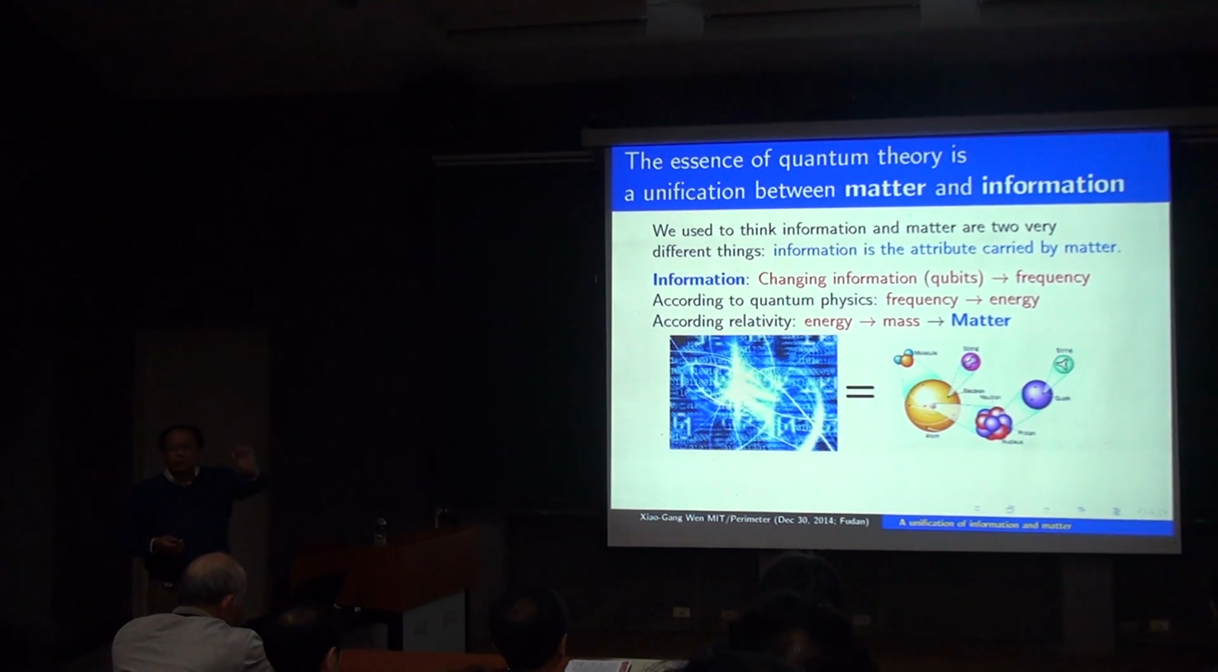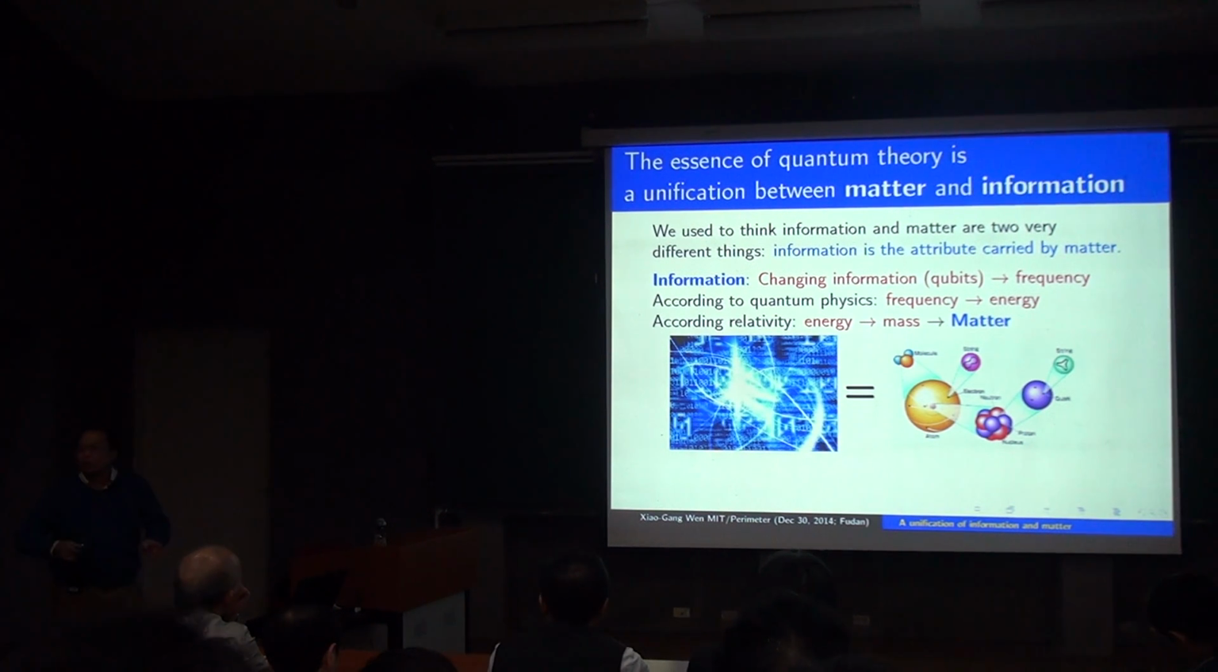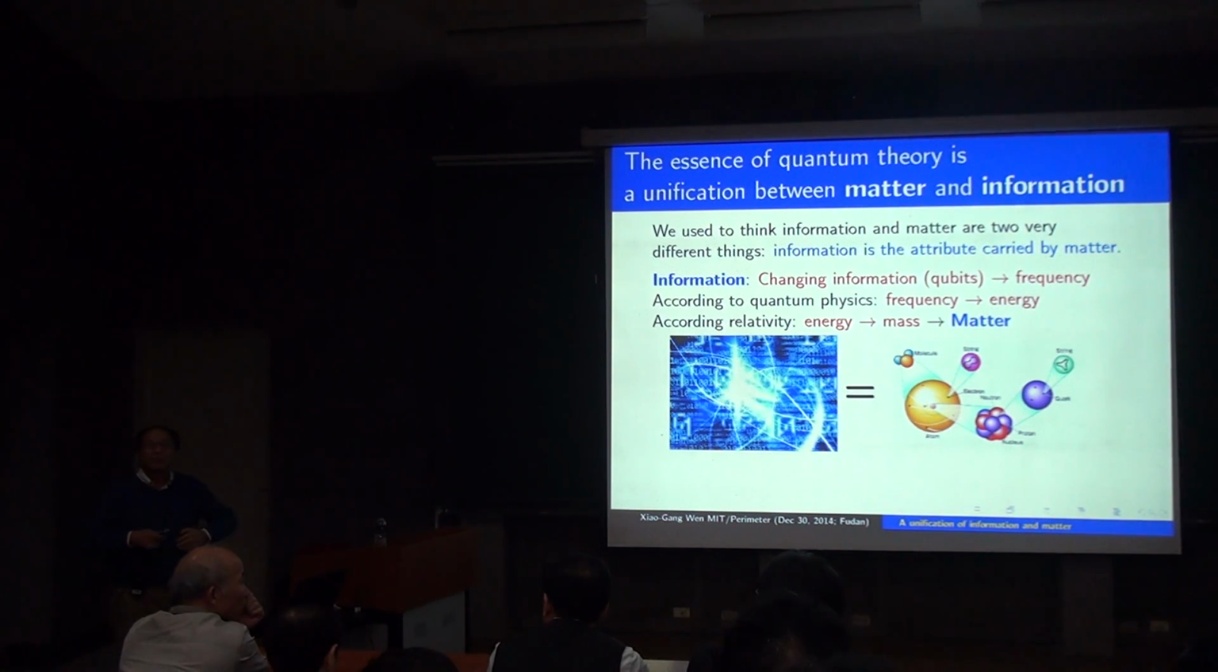So frequency is a property of information, energy is a property of matter, and quantum theory says frequency and energy are the same thing. So basically, information and matter are closely related at least. If you go one step further, you can say information is matter, matter is information. It looks like a very radical statement, but actually it's not radical at all. If you truly believe quantum mechanics, you have to accept that.